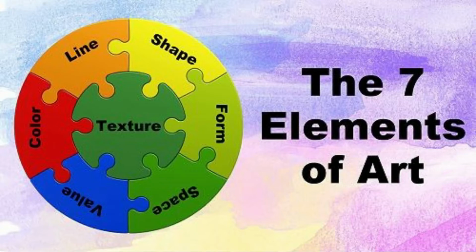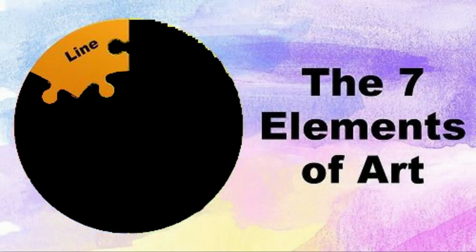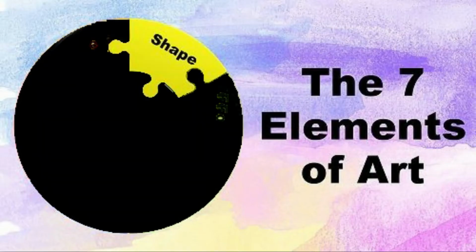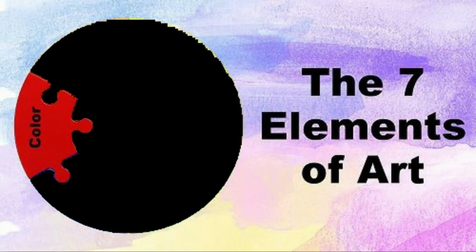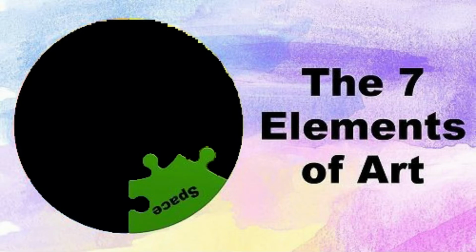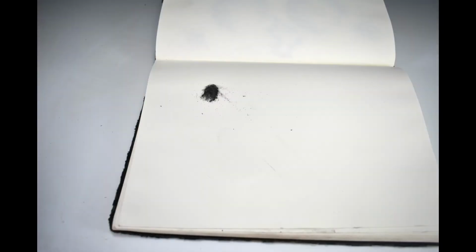Today we're going to be talking about the seven elements that make up artwork, and then use those elements to determine whether these pieces of art are actually pieces of art or not. The seven elements are line, shape, form, value, color, texture, and space. Now, on to the first, line.